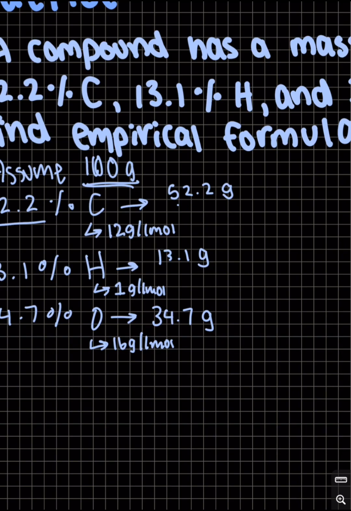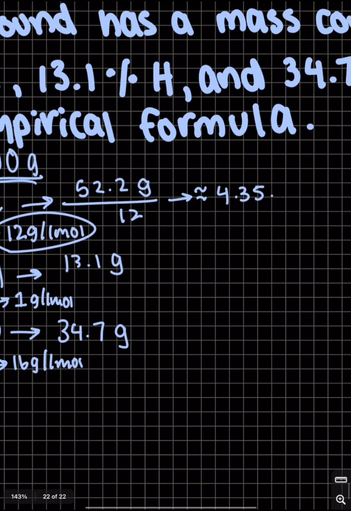Well, you just divide the grams by its atomic mass unit. So 52.2 divided by 12, and I get approximately 4.35 moles. It's very important that this is in moles, by the way.